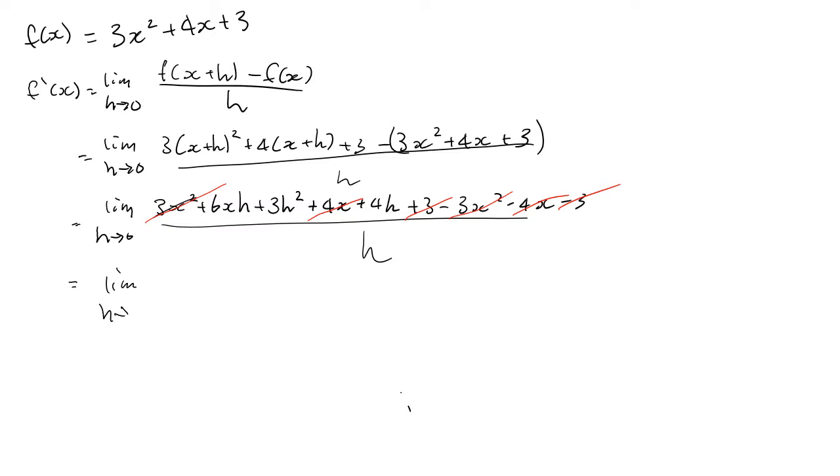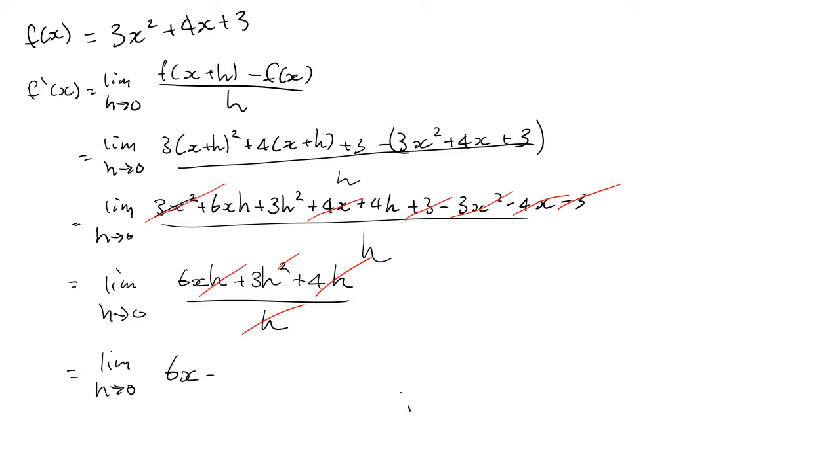And we're left with the limit as h approaches 0 of 6xh plus 3h squared plus 4h over h. Now we can get rid of the denominator by cancelling the h's on top. So we get the limit as h approaches 0 of 6x plus 3h plus 4. Now since h is approaching 0, we just substitute h equals 0. So that thing's gone. And we can say that the derivative of the function f(x) is 6x plus 4.